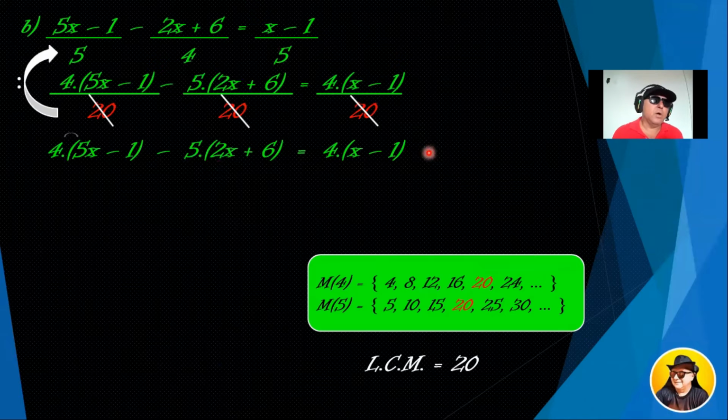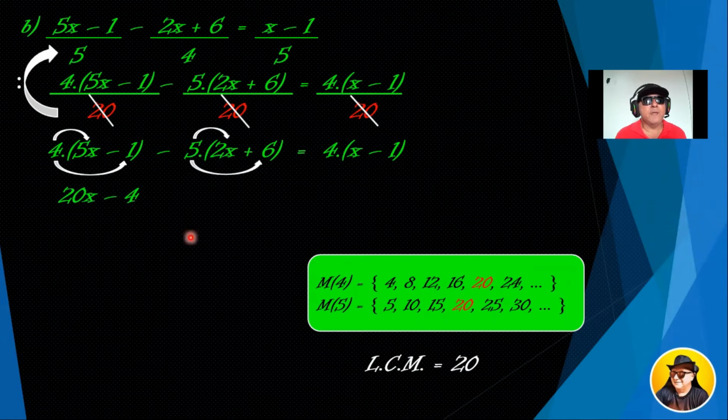Let's see. Go over and go under. 4 times 5x is 20x. And 4 times minus 1 is minus 4. And so I have 20x minus 4. And here, minus 5, let's go over and under. Minus 5 times 2x and minus 5 times plus 6. So I will have minus 10x minus 30.